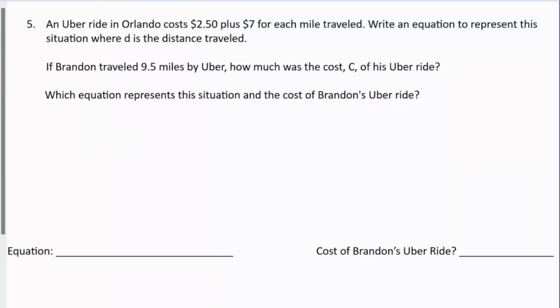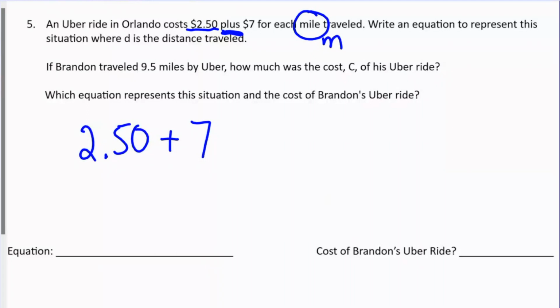So we're going to start by building our equation first. We know that our Uber is going to cost us $2.50 no matter how far we travel. So let's start with our $2.50. Now, plus, we know we're going to be adding $7 per mile. I don't know how many miles we're going to travel, so that's where my variable comes in, M. So I'm going to do 7 times M, because depending on how many miles we travel, per each 7, we're going to multiply, equals our cost. So that is going to be our equation.